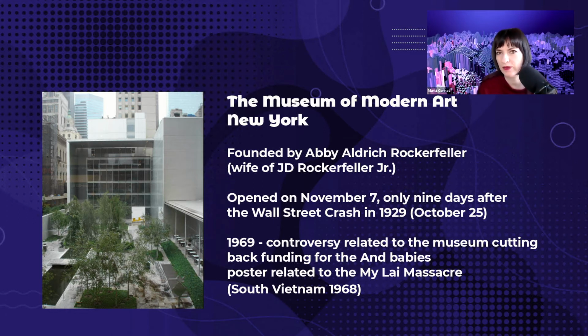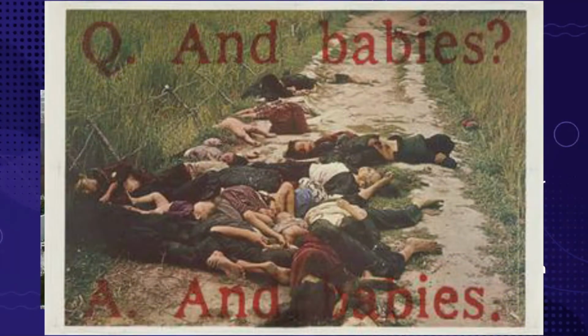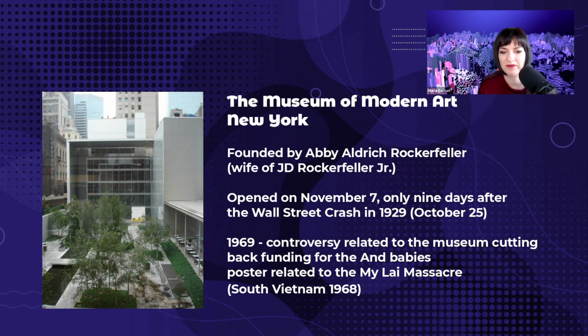In 1969, I would just point out that there was this controversy and the museum was cutting back funding for the Art Workers' Coalition's poster, an anti-war poster related to the My Lai massacre in South Vietnam in 1968. Even though they initially agreed to sustain and back up this poster financially, at the last minute they pulled out. And eventually the poster got out and it was one of the most efficient in the anti-war effort back then.